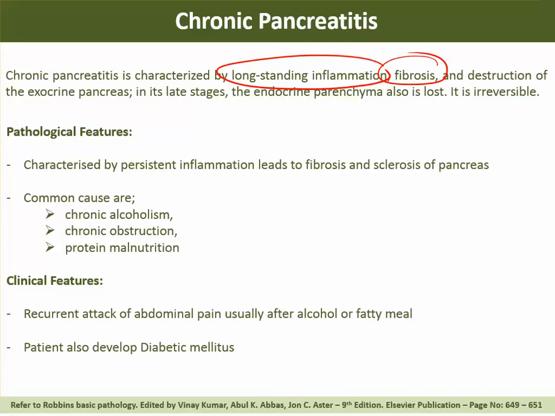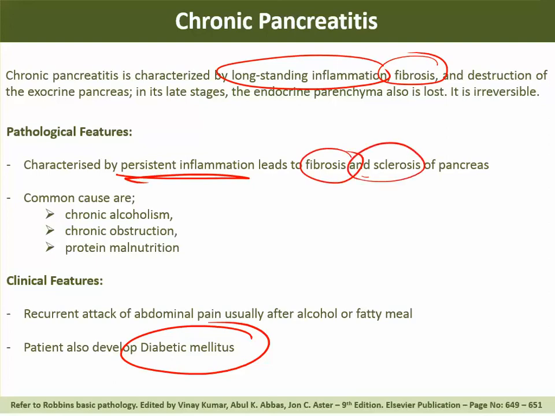Because all the beta cells are fibrosed, they cannot secrete insulin. They will end up with diabetes mellitus. Persistent inflammation leads to fibrosis, and sclerosis means very strong collagen formation in the pancreas. The most common causes are these.